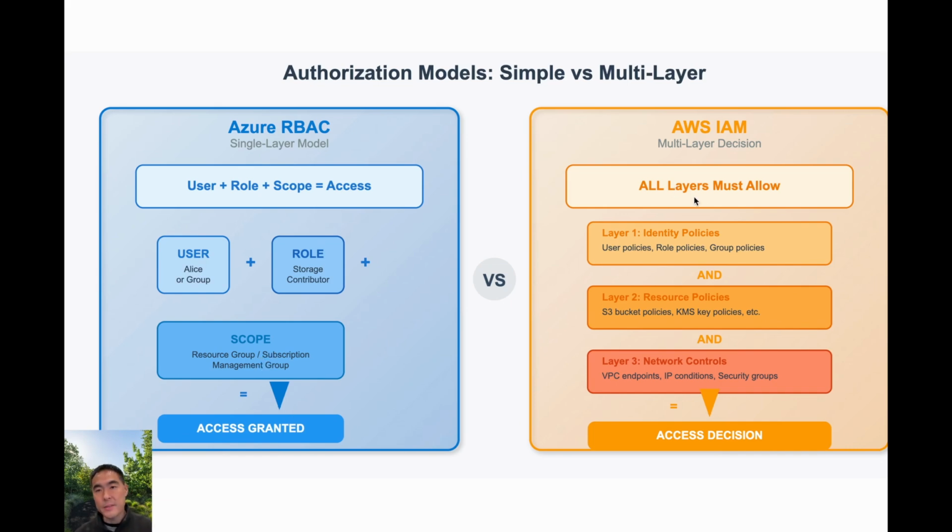Versus AWS has a multi-layer way of applying it. Your first layer would be your user. Your user needs access and it gets this through a role policy. Then your second layer, which is your resource, it can be your S3 bucket policies, it can be KMS. Then you can have another layer, which is your VPC endpoints, IP conditions, security groups.